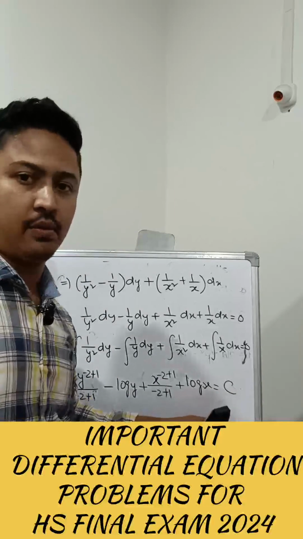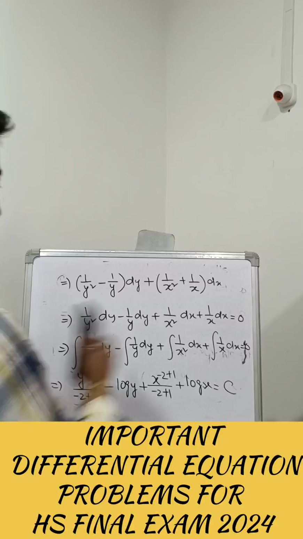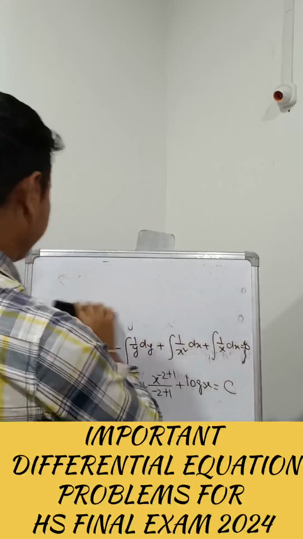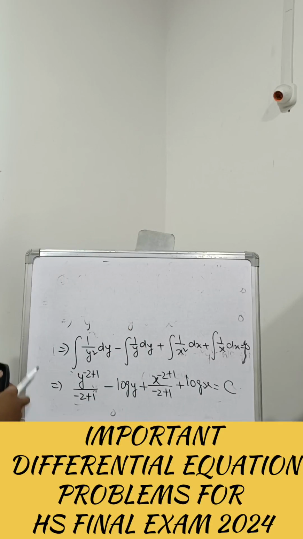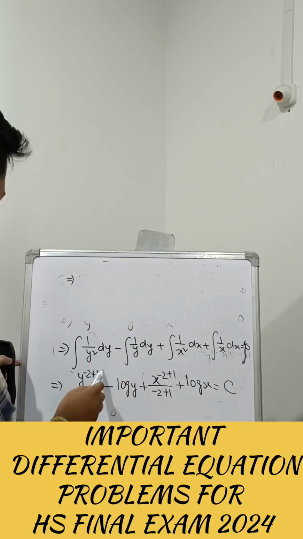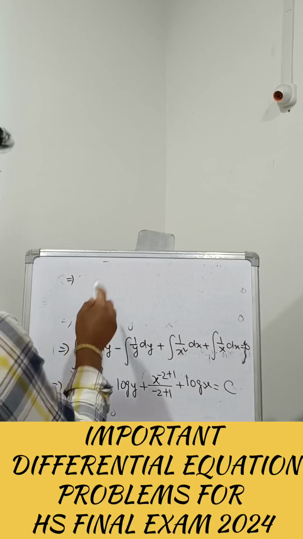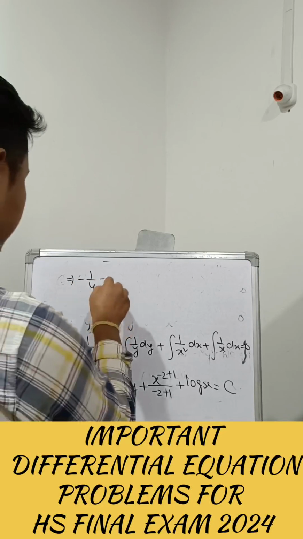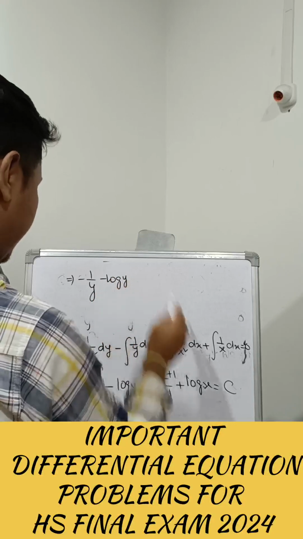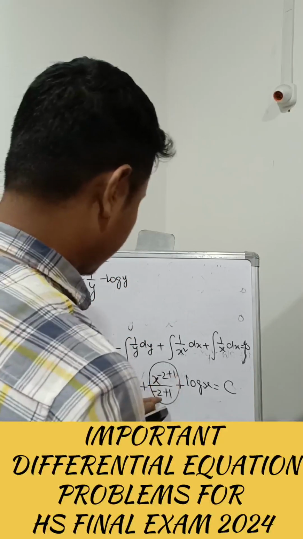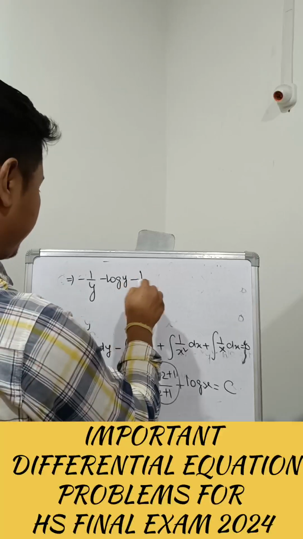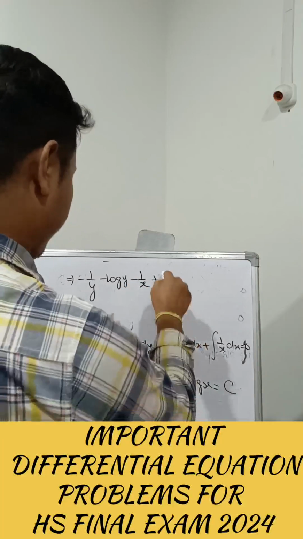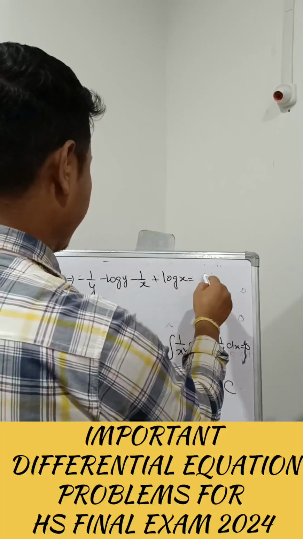Okay, so now on further simplifying, this value will be equal to minus 1 by y, then minus log y, and the value of this term will be equal to minus 1 by x, then plus log of x, which is equal to a constant.